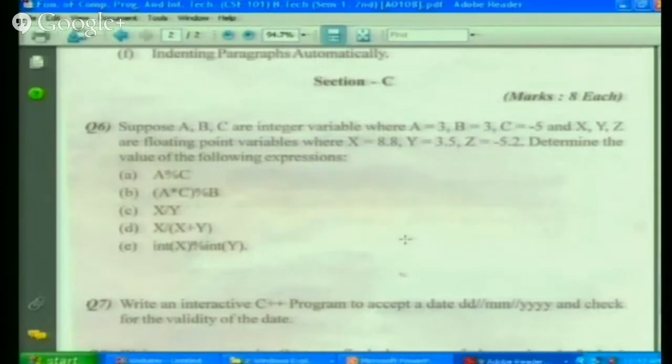Then go to section C. Suppose A, B, C are integer variable where A is equal to 3, X is floating point variable, determine the value of following expression. Now here again, you see 8 marks, 5 parts. Again, how the examiner is going to decide? So the paper setter needs to, either 4 are given, 2 marks each are to be allocated.